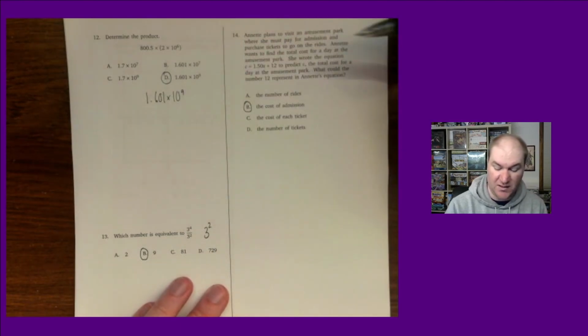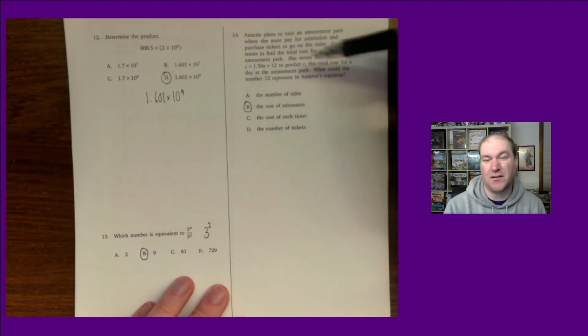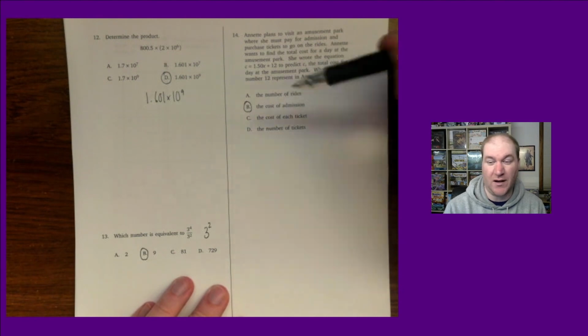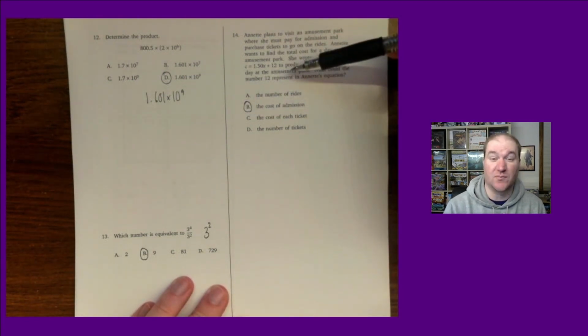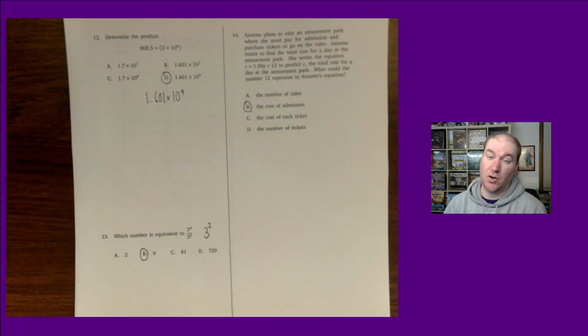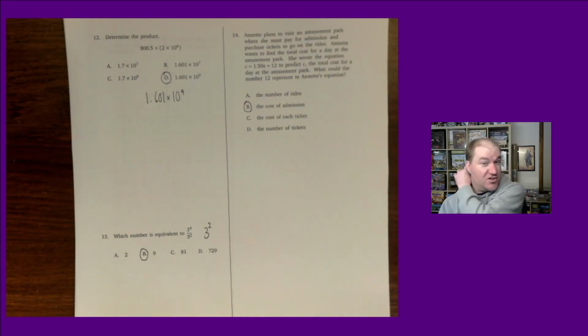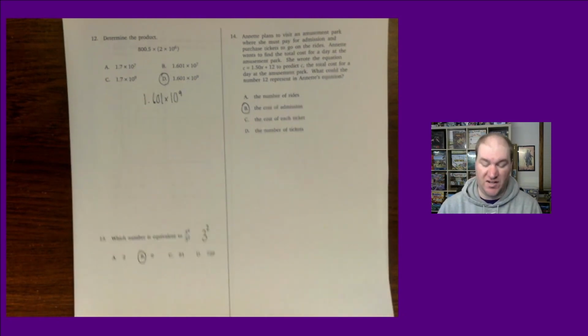That's choice B, right? The number of rides has nothing to do with this problem, right? That number could be static, but it has nothing to do with this problem. This problem is entirely about the cost of going on rides and how many rides she went on and the cost of entering the park. The cost of admission is not going to change whether she goes on 0 rides or 1,000,000 rides, right? So number 14 is B.